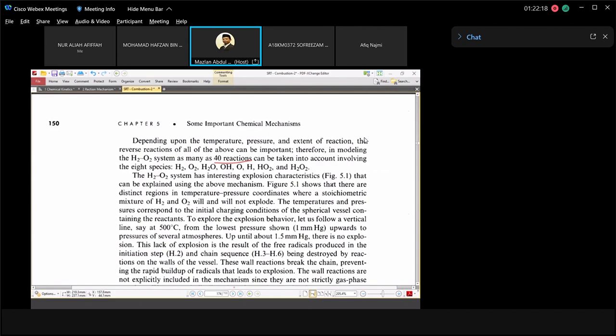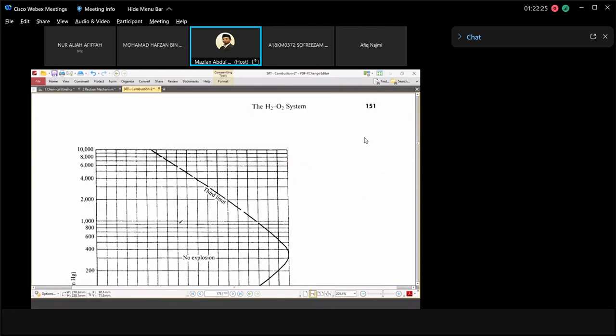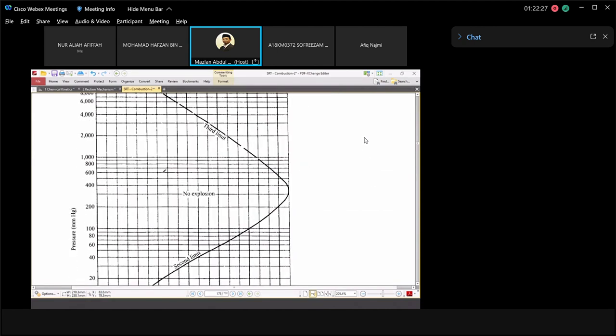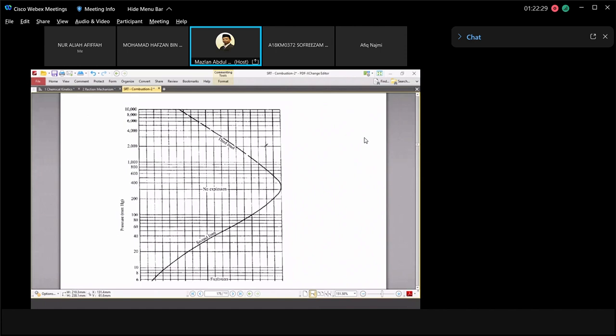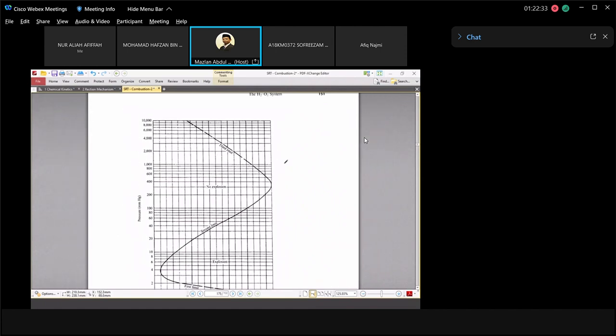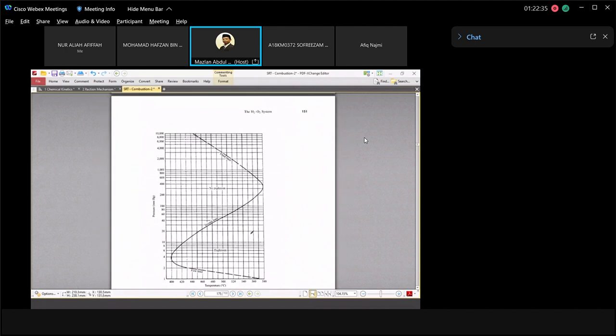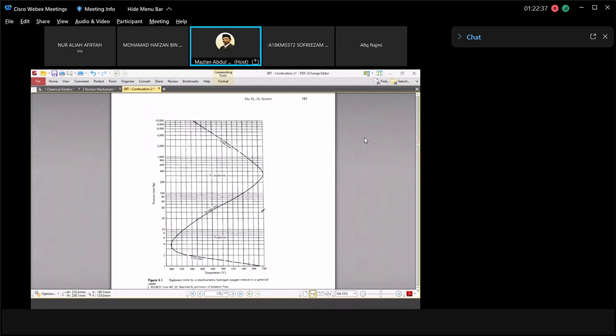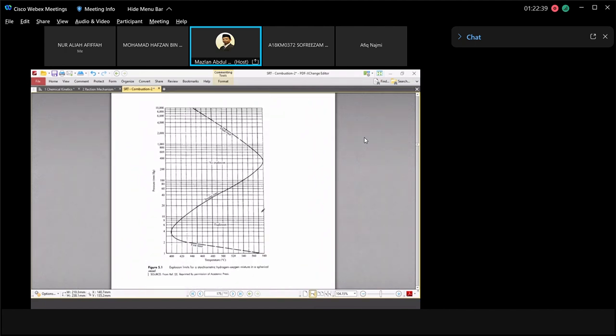Figure 5.1 shows that there are distinct regions in temperature pressure coordinates. This is what I did during my master's degree. One of the lab experiments is to map this detonation explosion limit. This is the explosion limit of a stoichiometric hydrogen oxygen mixture in a spherical vessel.